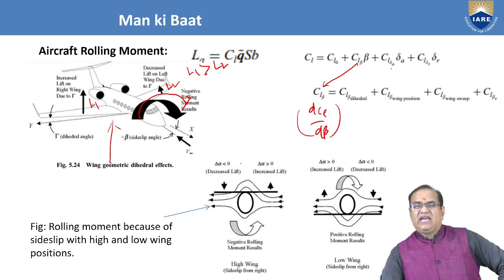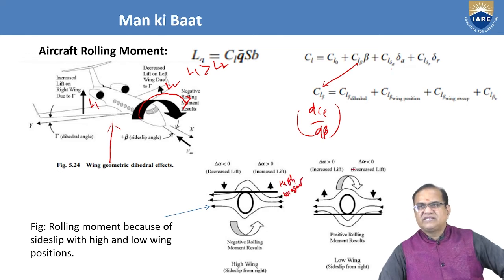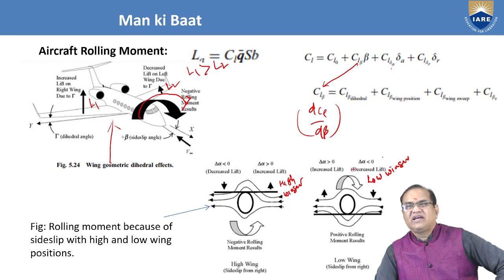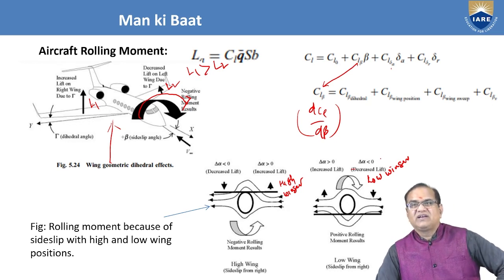We can see another diagram. Here we have to see the wing position. Here we have the high winger, this is called the high winger, and this is the low winger. So what happens for stability if the aircraft is a high winger?